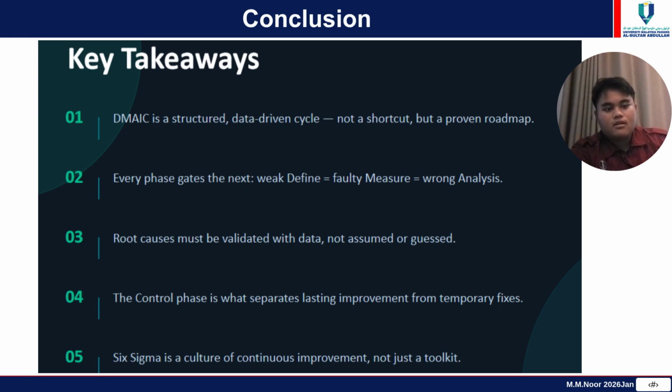The fourth one, the control phase is paramount. It is the only thing that separates a lasting process improvement from a temporary quick fix. Last one, Six Sigma is a culture. At the end of the day, it is a mindset of continuous improvement, not just a set of tools.